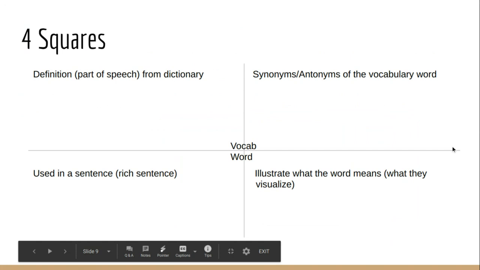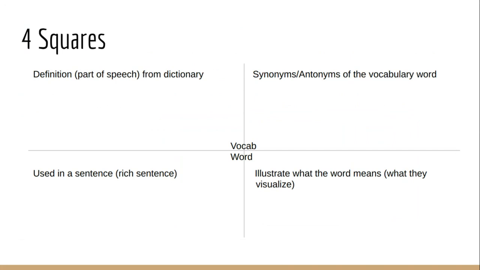The next tool I want to look at is called Foursquares. You can do this for each vocabulary word. You could assign different kids vocabulary words. There are a million ways to change this up. But basically, they're using 4 squares around a vocabulary word. They're going to write a definition. They're going to use it in a sentence. They're going to do synonyms and antonyms, and they're going to illustrate what the word means.